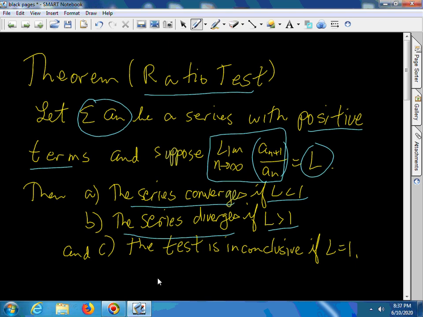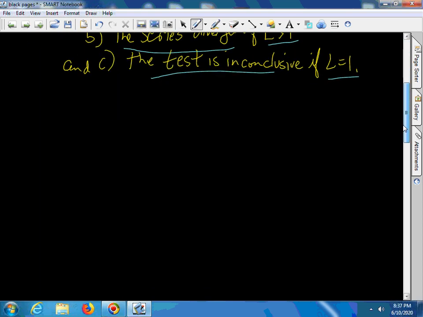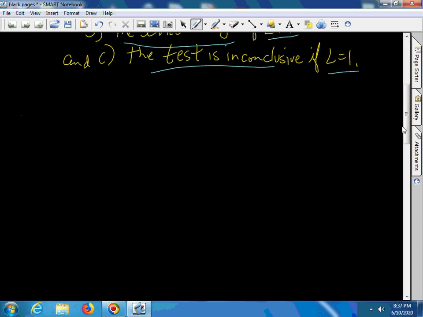And if L equals 1, try another test. The ratio test was inconclusive. And we'll prove each of those ABCs one at a time. The proof of A.